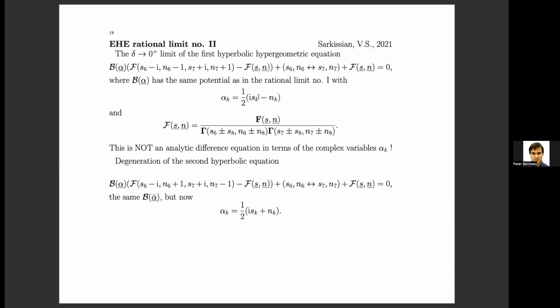And what happens with the second equation, which shows actually what's going on? The second equation, the second hyperbolic equation, is converted again to the same form of equation. Here it is. Again, the potential is exactly the same, but the parameterization is different. You see here we had minus nk, and here we have plus nk. So the second equation exactly splits this real and purely imaginary part of the parameters. And so this curled f function satisfies these two equations. Together they exactly show you why these are not analytic difference equations in these alpha variables, but a mixture of recurrence and analytic difference equations.